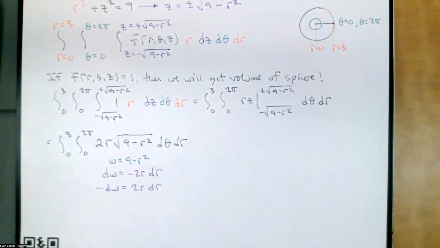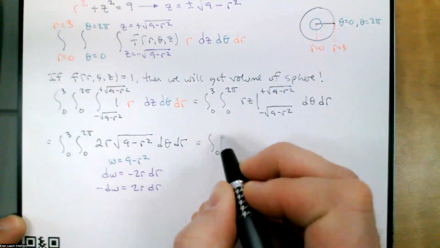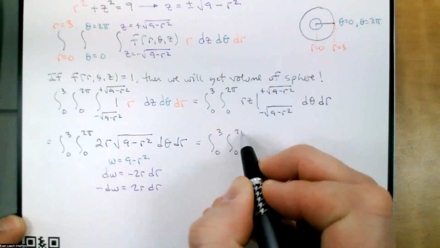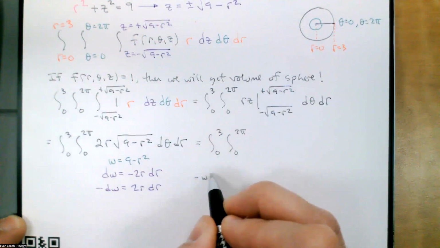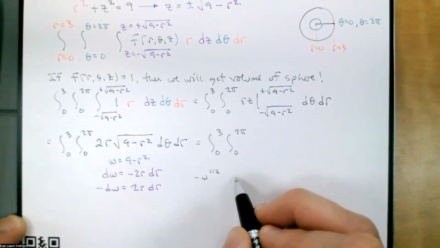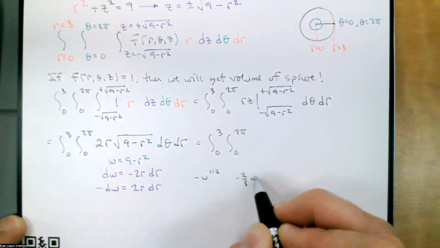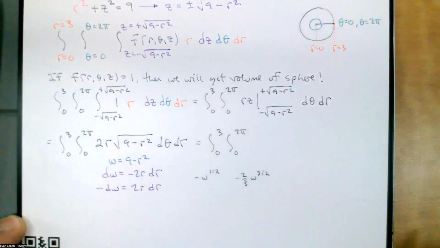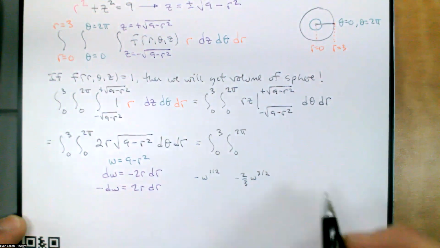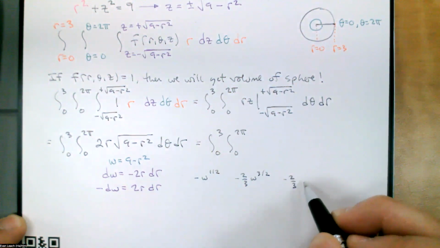So we're just integrating minus w to the 1/2. So the integral of minus w to the 1/2 is going to be 2/3 w to the 3/2. And so we're going to have a minus 2/3 times 9 minus r squared to the 3/2.